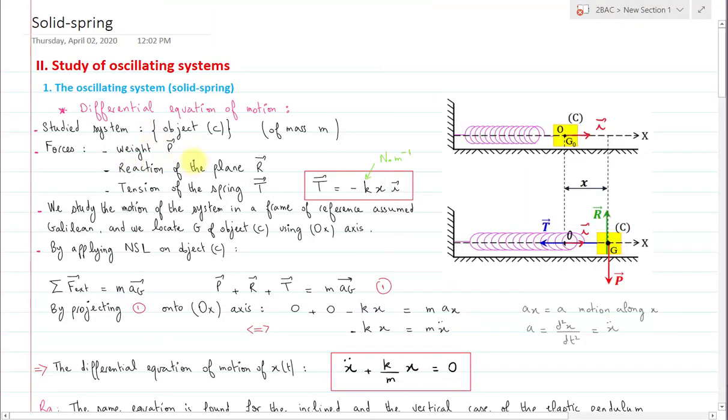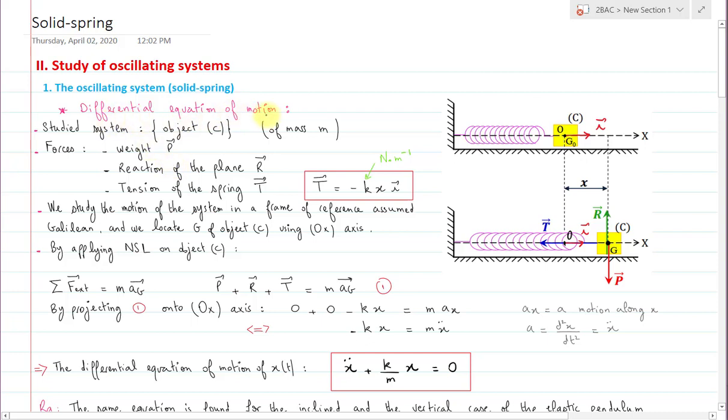So we move now to section 2, study of oscillating systems. And we are going to begin with the oscillating system solid spring. In this case, we are going to study the horizontal case, the horizontal system solid spring. And to study its motion, first we need to figure out the differential equation of motion.